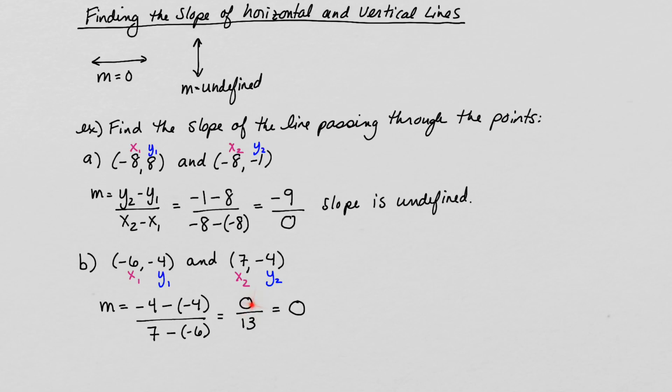So remember, you can have a 0 on the top, 0 divided by a number is 0, but a 0 in the bottom, that's undefined. So when you go to calculate slope, it's just going to calculate out correctly to be whatever the slope should be.